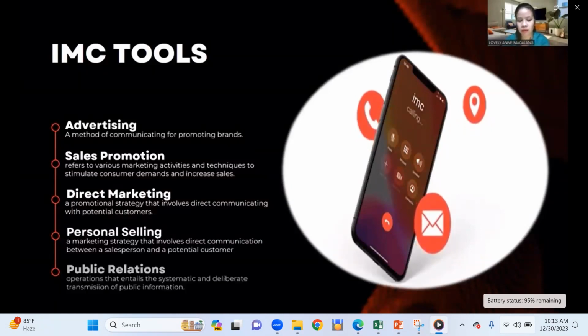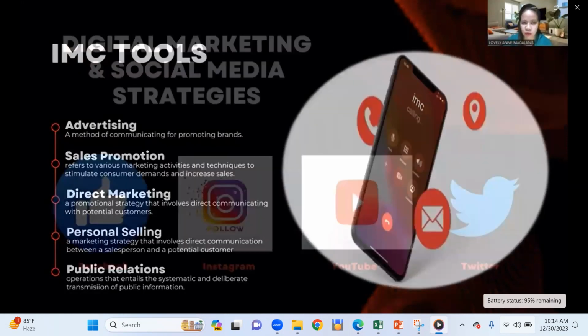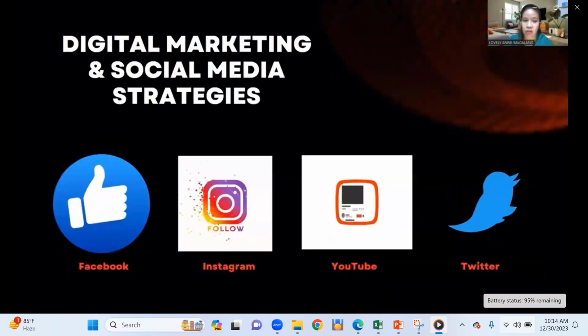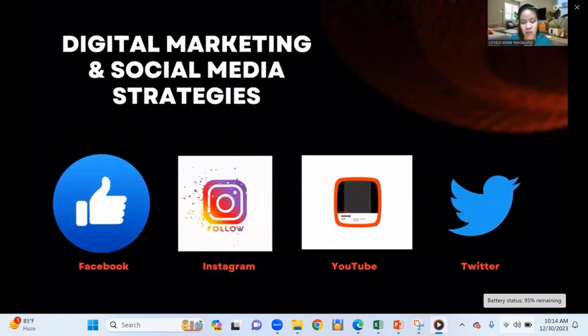And number 5, public relations. It refers to operations that entails the systematic and deliberate transmission of public information, such as press release, news dissemination, organizing events, or public appearances. Include natin dito yung paggamit ng iba't ibang website or social media platforms. And speaking of social media platforms, dito papasok yung digital marketing and social media strategies.